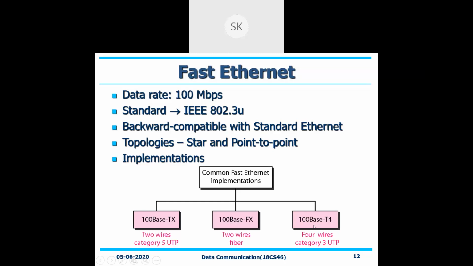And the last one is 100 Base T4. T4 is mentioned, that is 4 wires, 4 such UTP wires you require. So each one of it may have 3 categories with respect to it. So Cat3 is the cable that it will be holding. Nowadays Cat5 or Cat6 is the wire that we are using for faster Ethernet.